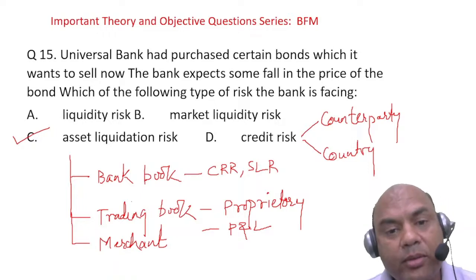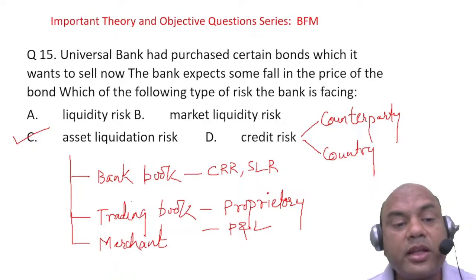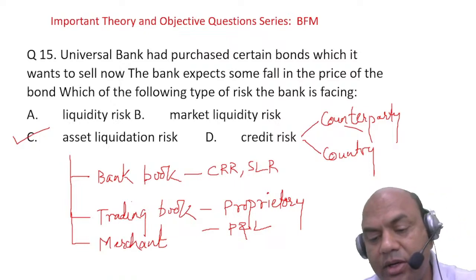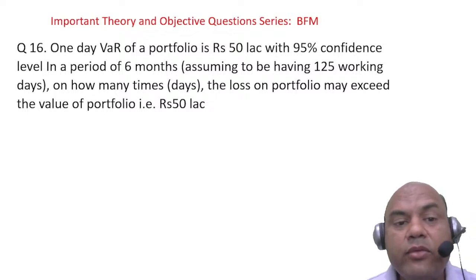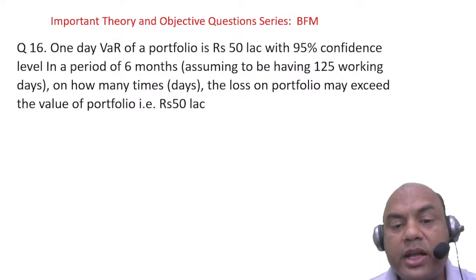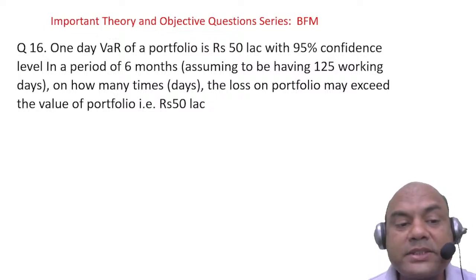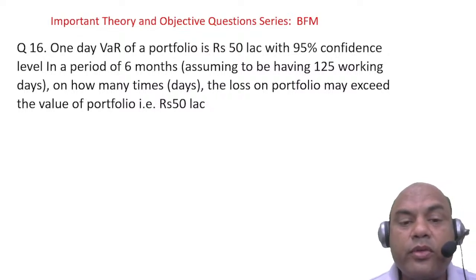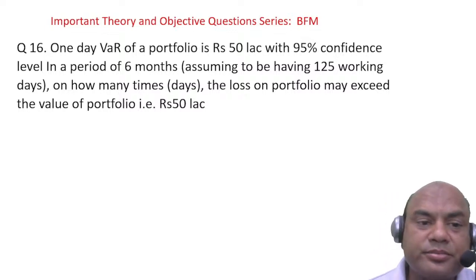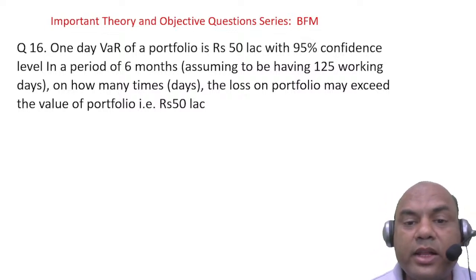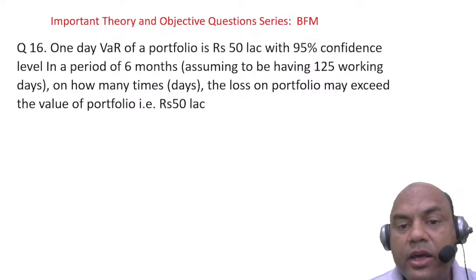Okay, so coming back, the answer is asset liquidation risk. Got it? Now we'll be solving two numericals. One day VAR of a portfolio is 50 lakhs with 95% confidence. In a period of 6 months, assuming 125 working days, on how many days may the loss on the portfolio exceed 50 lakhs? This question will surely be there in your exam. So one day VAR is 50 lakhs.